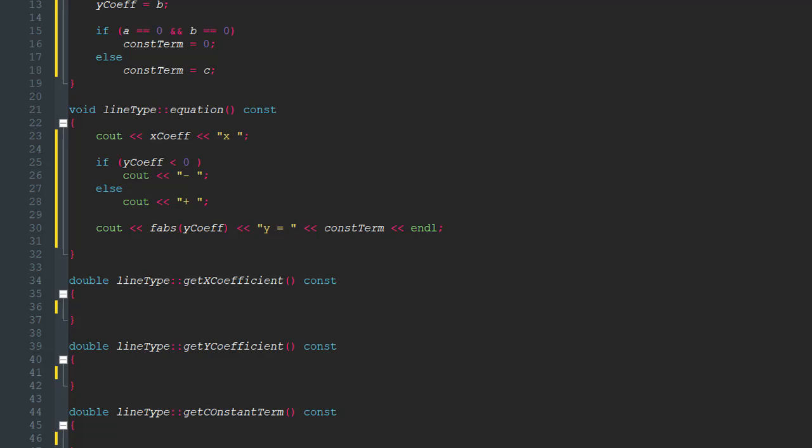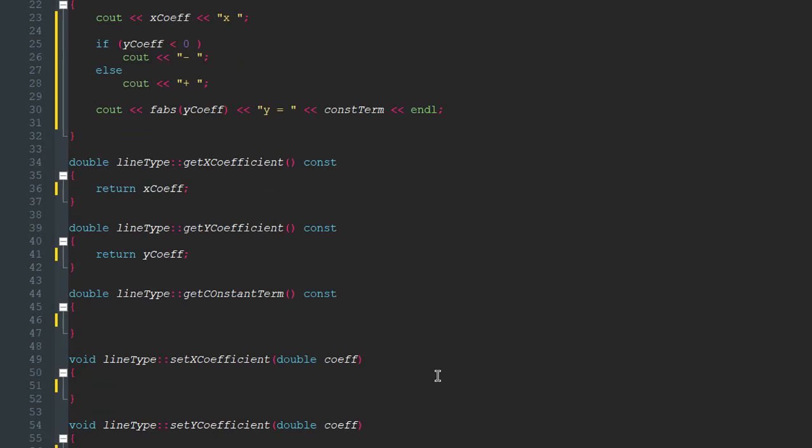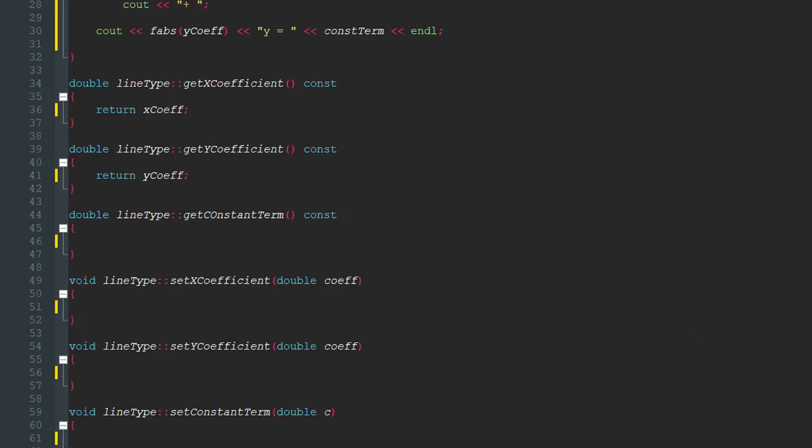Now, all we need to do for get x coefficient is return the x coefficient, and for get y coefficient, all we need to do is return the y coefficient. And for get constant term, all we need to do is return the constant term.